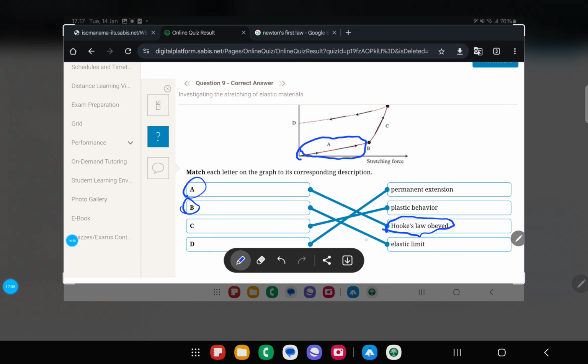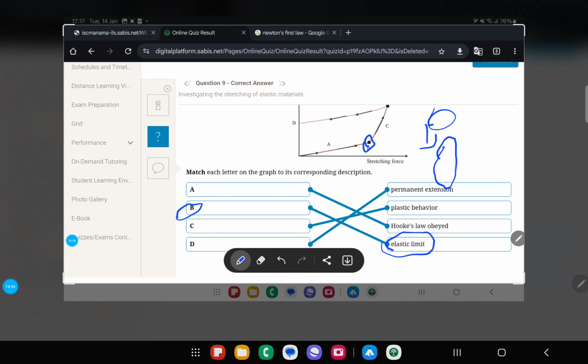For B is elastic limit. Now, one minute, let me just erase this. Okay, for B is elastic limit. Now, elastic limit here is B. This elastic limit is when the elastic object can't extend even more. So as a rubber band, you will try to stretch it until you can't anymore. It will become like this. You can't stretch it any more, and then you let go, it returns back. So that's the elastic limit.